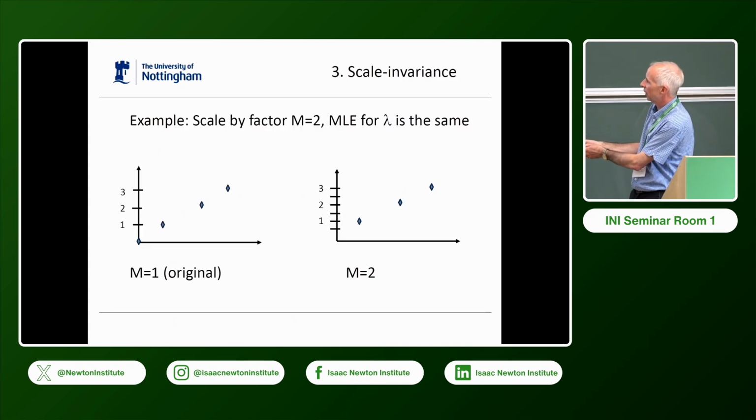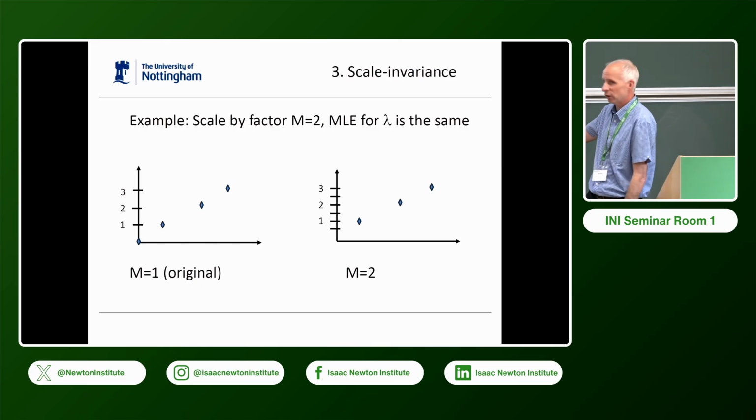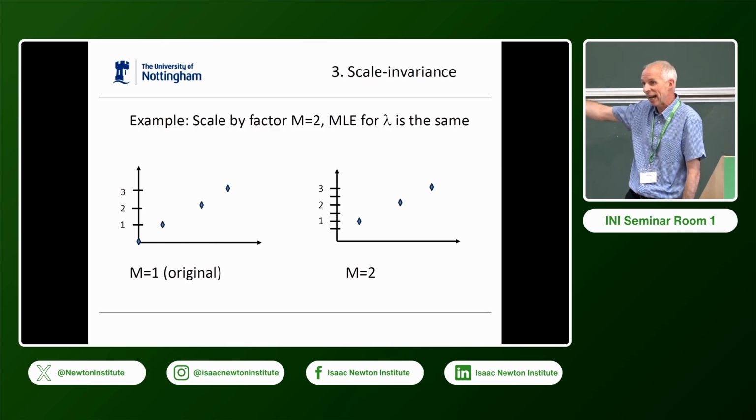Here's the original state space, 1, 2, 3, 4, and so on. If I double it, so m equals 2, I've got a half, 1, 1.5, 2, and so on, but I observe the same data, fit the model, and ask what I think lambda is for the MLE. It turns out it's the same thing, and this would be true for any m.